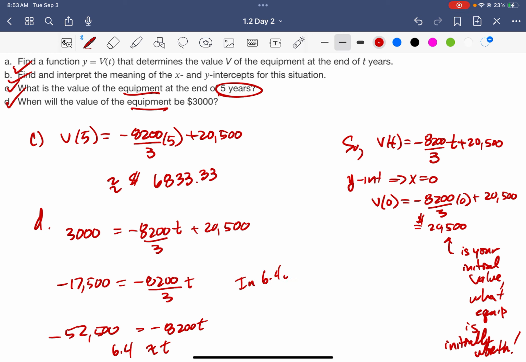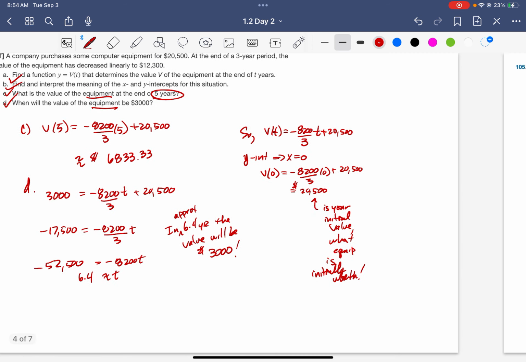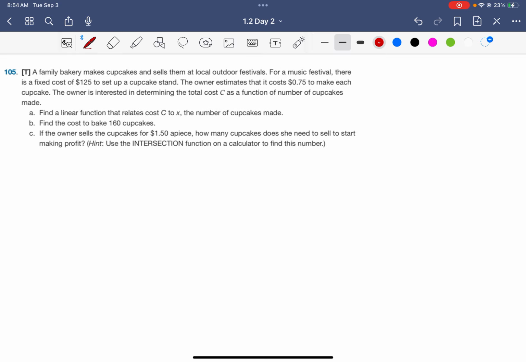So in 6.4 years, the value will be $3,000. Approximately. In approximately 6.4 years, the value will be $3,000. And there you go. Let's look at number 5.